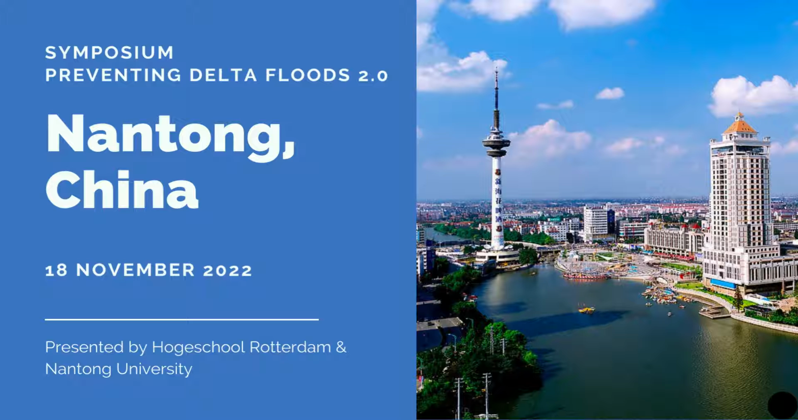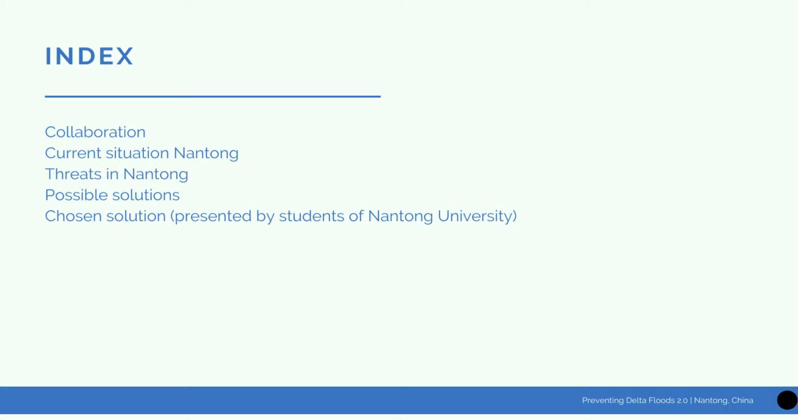This presentation is presented to you by Oscar Small, Dani Ortega, Suleiman Elamdi, Bassem El Jazi, Isra Shkiar, and me, Ruben Fernandez. We're going to tell you something about the collaboration with the students of the University of Nantong, the current situation of the Nantong area and city, the current and upcoming threats of the rising seawater, the possible solutions, and our chosen solution. The chosen solution is presented to you by the students of the Nantong University.